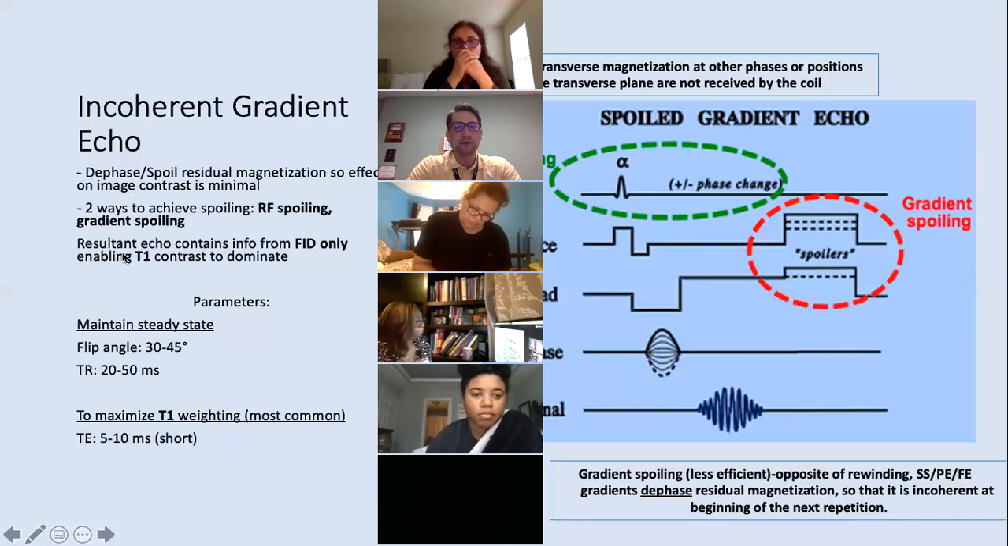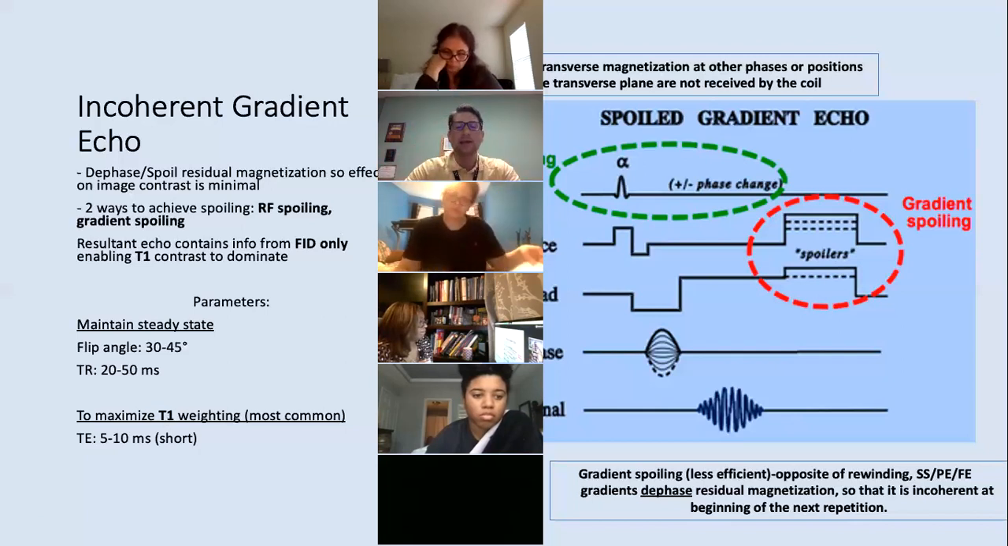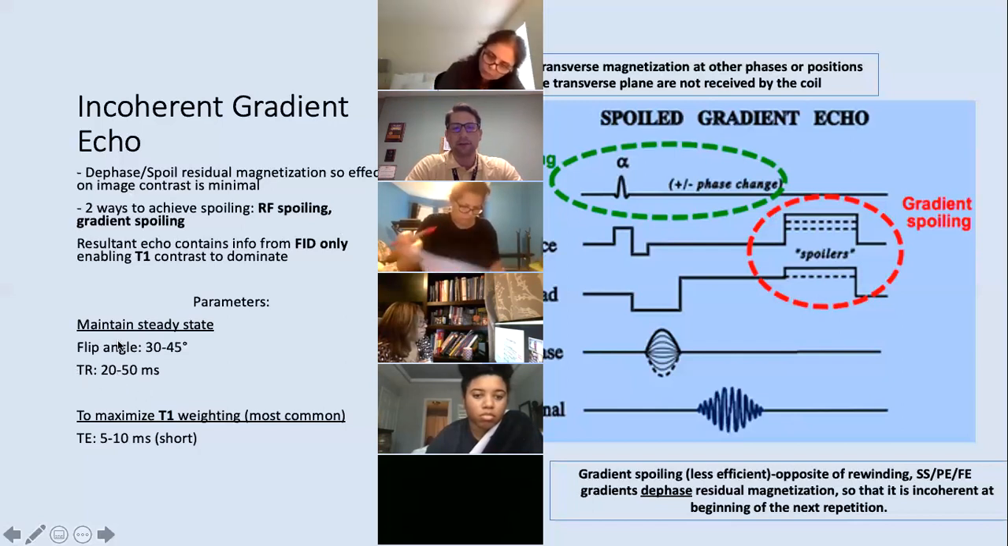So for the parameters, we still maintain that steady state, but then we select a short TE to maximize T1 weighting. So we don't allow those tissues to fully decay, and we don't get a difference in contrast of those tissues. So we're relying more on TR and flip angle. And remember, I said TR and flip angle control T1. So we're relying more on these parameters.